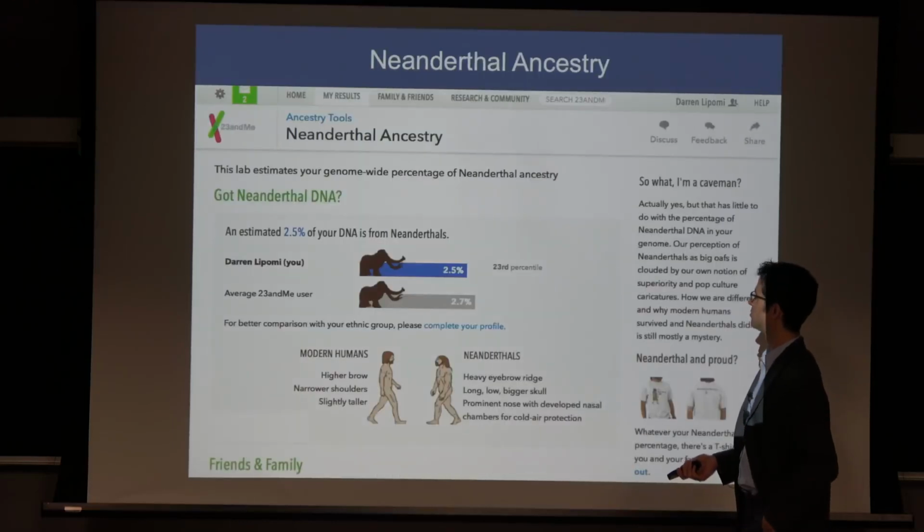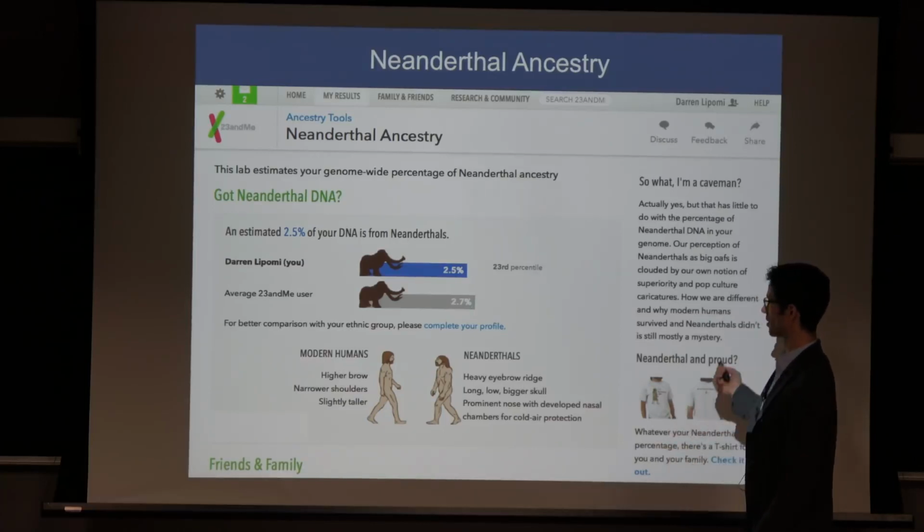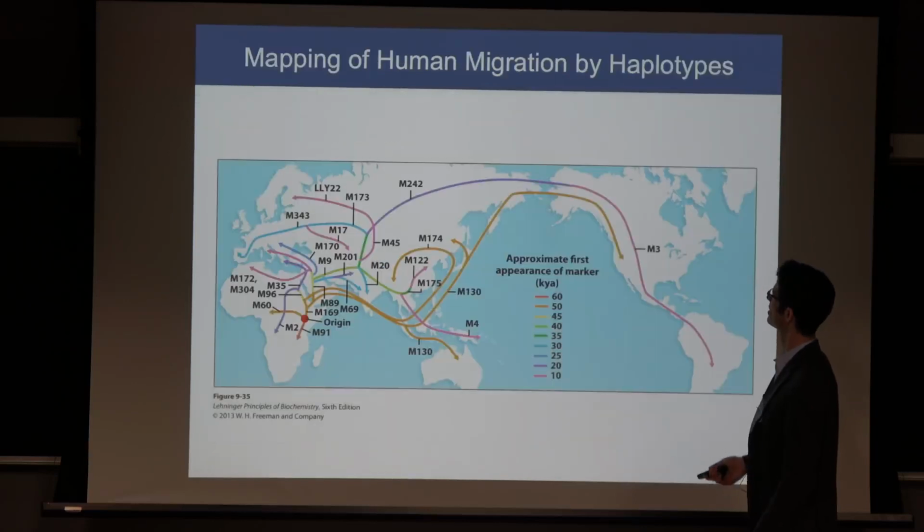23andMe will also give you your Neanderthal ancestry. Because there was interbreeding with this previous form of humans called the Neanderthals that went extinct a few thousand years ago, possibly because of modern humans. I'm 2.5% Neanderthal, which sounds like a lot, but the average user is 2.7%. For better or worse, I don't know.